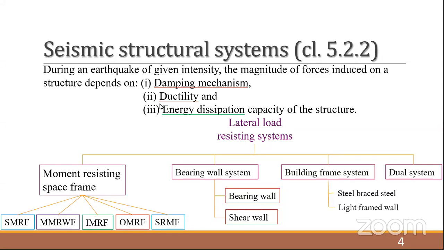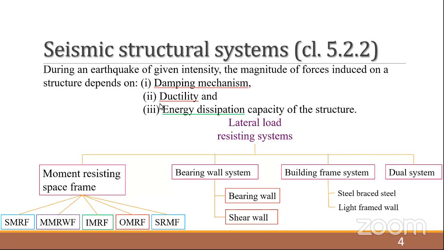Now, after having the concept of ductility and damping, and how a building can dissipate energy, and understanding energy dissipation for the capacity of a structure, we come to the lateral loading system in a structure. Under lateral load resisting systems, Eurocode 8 describes four categories: moment resisting space frames, bearing wall systems, building frame systems, and dual systems.